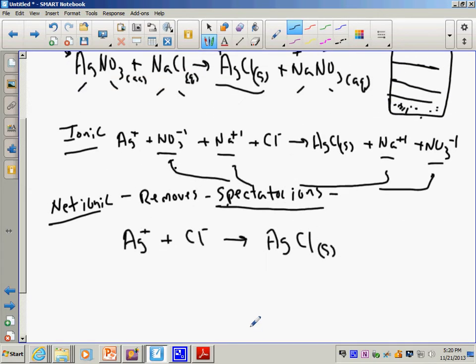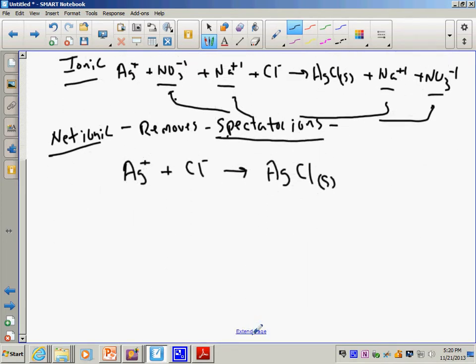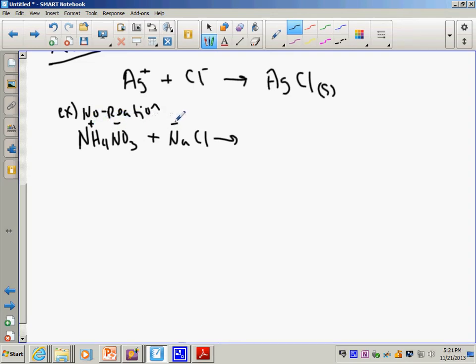This method of molecular, ionic, net ionic is a great way to show a null reaction. Let's say, for example, we are doing ammonium nitrate, NH4NO3. This is an example of no reaction. I'm going to mix this with sodium chloride. This is going to produce... I can predict my products. I've got cation, anion, cation, anion.